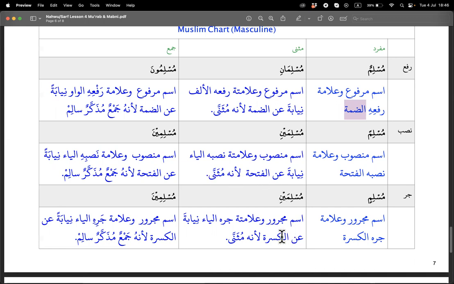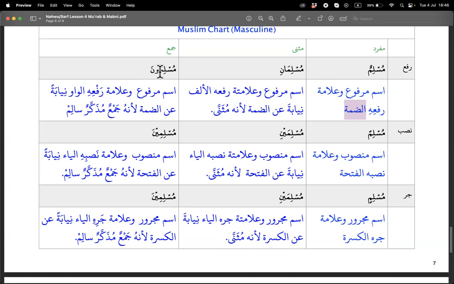Same thing for jar, except that you say ism majrur bil ya, niyabatan anil kasra, because we expect that for majrur, li'annahu musanna. For the jama', again, we look at the letter before the nun because the nun can be dropped.